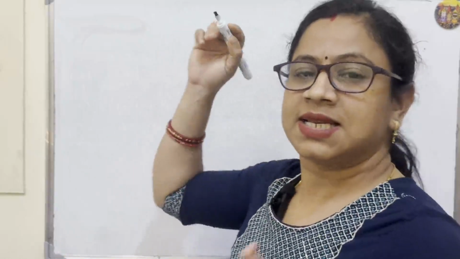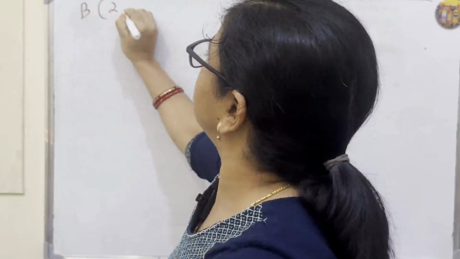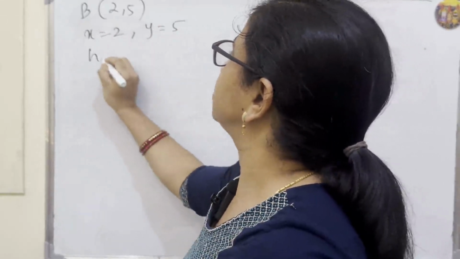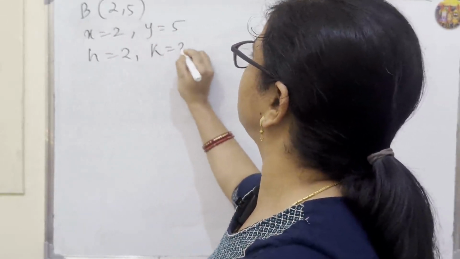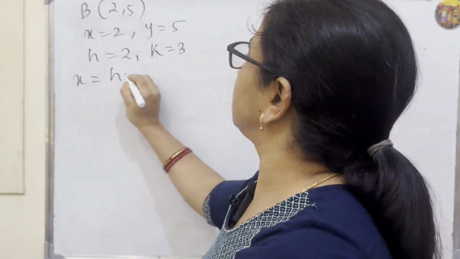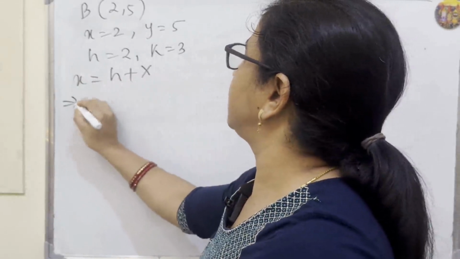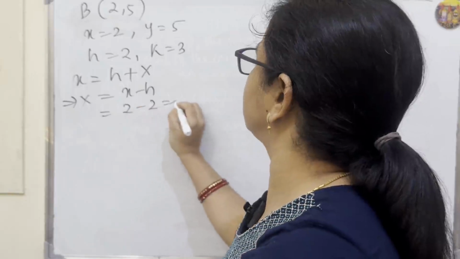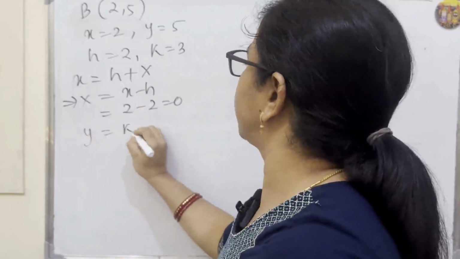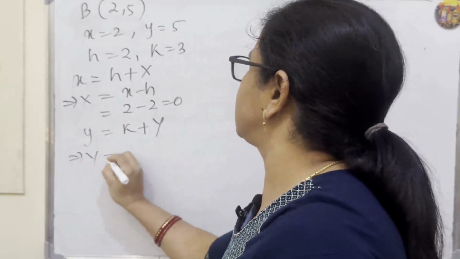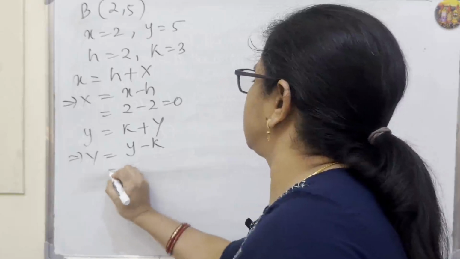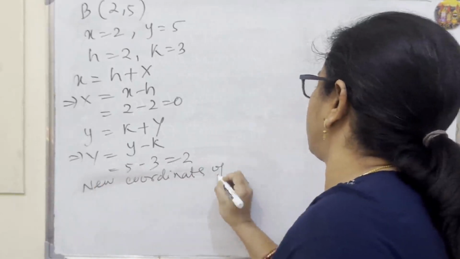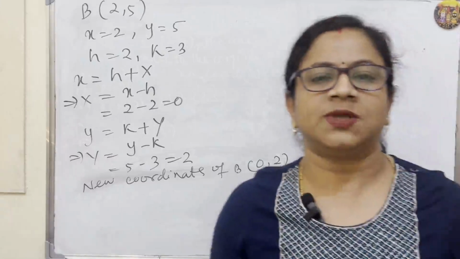In the second part of the question, it is given that the coordinates of B are 2 and 5. So here small x is equal to 2, small y is equal to 5, h is equal to 2 and k is equal to 3. So the formula is small x is equal to h plus capital X. So capital X is equal to x minus h. So the value will be 2 minus 2, which is equal to 0. Small y is equal to k plus capital Y. Capital Y is equal to y minus k. So the answer will be 5 minus 3, that is 2. So the new coordinates of B are 0 and 2. So I hope the solution is clear to you.